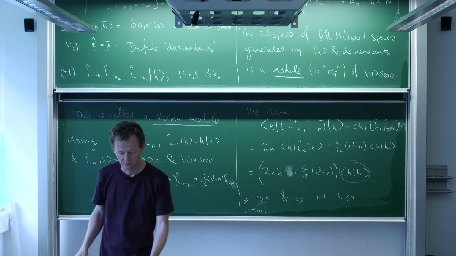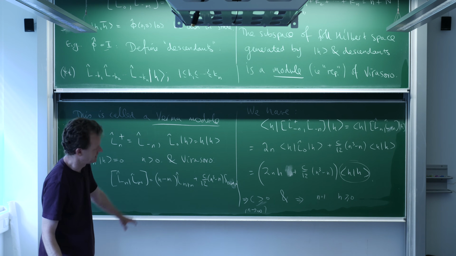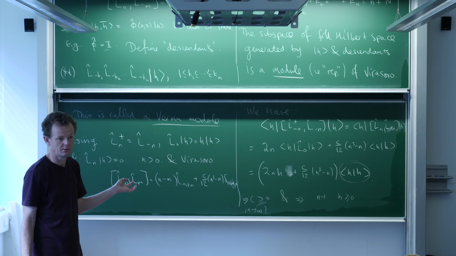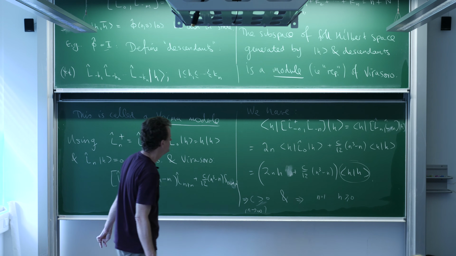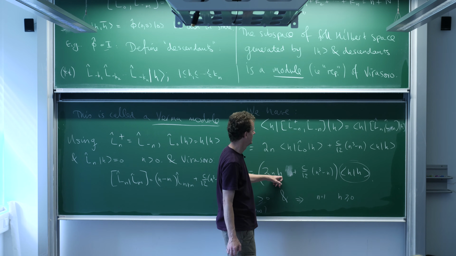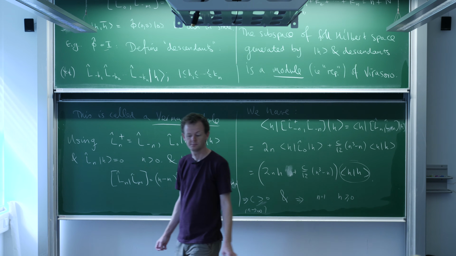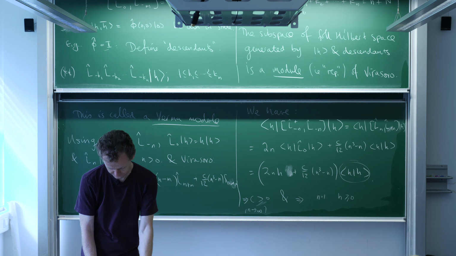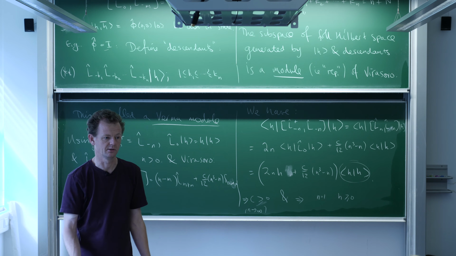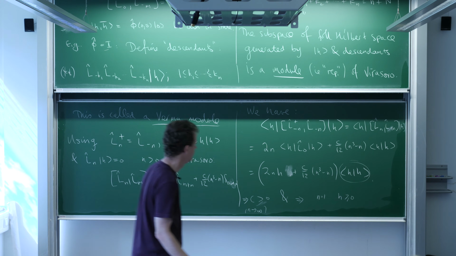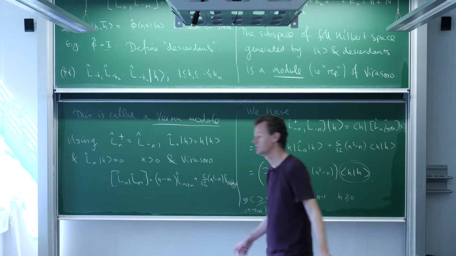And the final simple observation is, what if h is 0? Well, if h is 0, then this is in fact the vacuum. And that follows from just applying L0, L minus 1, and L1 to the h is 0 state. So any primary field with h is 0 is the vacuum.